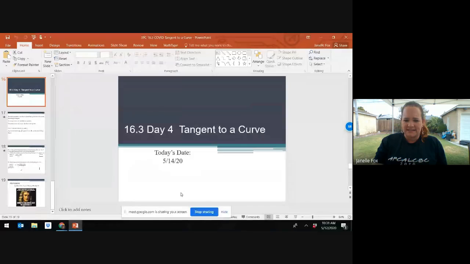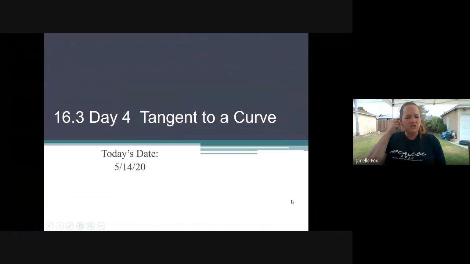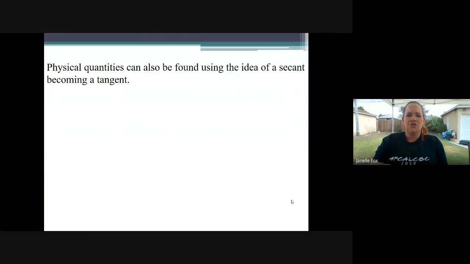So we are doing our 4th day of section 16-3. We're still talking about tangent to a curve, but we're going to talk about an application question when we talk about our tangents. There's really not that many slides today, just 2 slides. One of them is a note slide, and then one of them has just one example. There's a part A and a part B, but so straightforward.